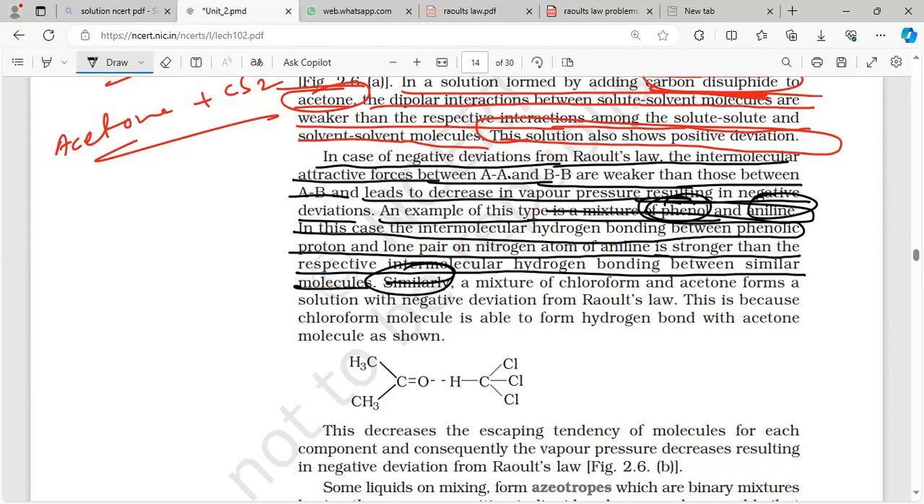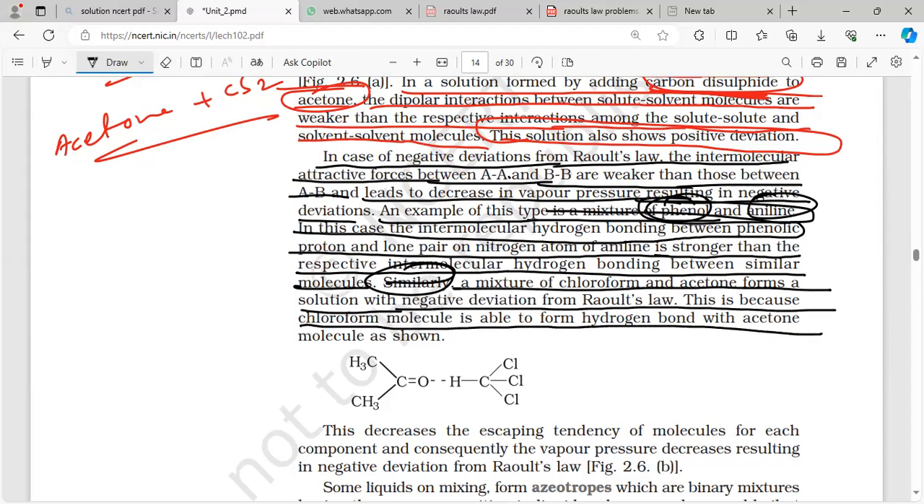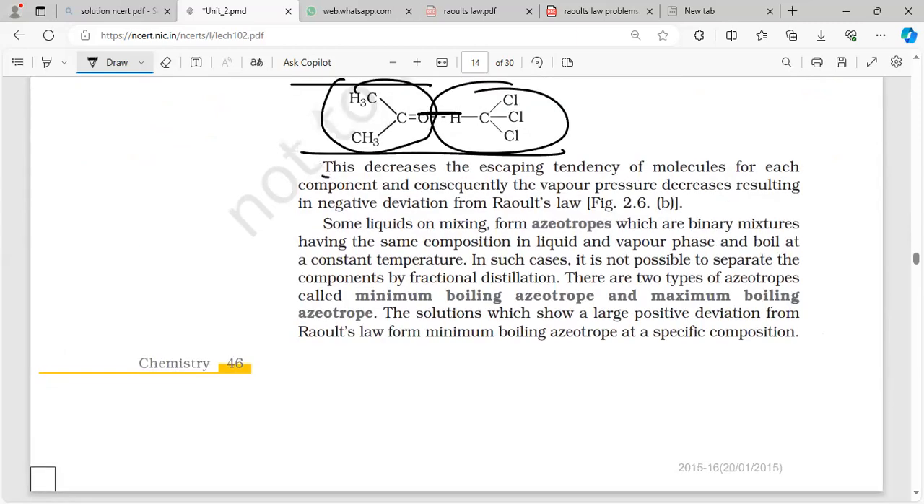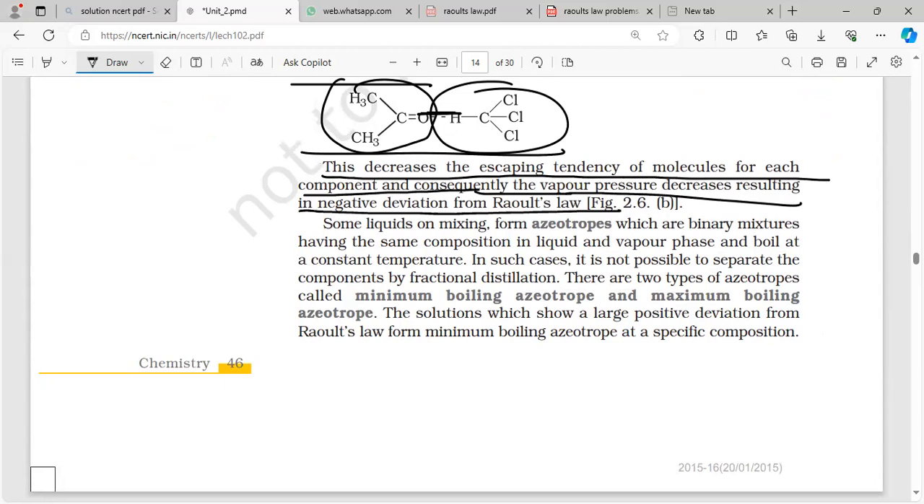Similarly, a mixture of chloroform and acetone forms a solution with negative deviation from Raoult's law. This is because the chloroform molecule is able to form a hydrogen bond with the acetone molecule. Now you see the acetone and this is chloroform; in between they are forming hydrogen bonding. So this is the negative deviation. This decreases the escaping tendency of molecules of each component, and consequently the vapor pressure decreases, resulting in negative deviation from Raoult's law. Got it?